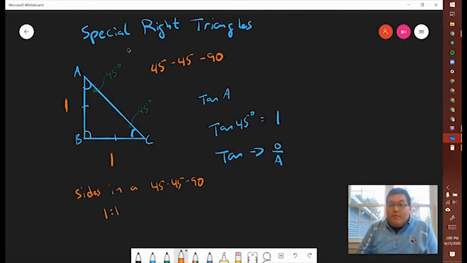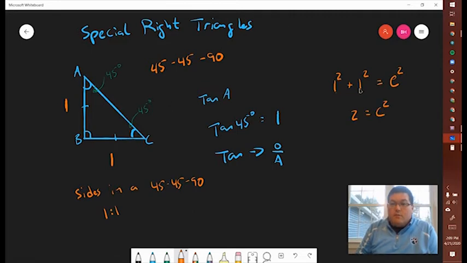And even more uniquely now, because these are in a 1-to-1 ratio, we can really simply figure out what the ratio of the hypotenuse would be. Go back to our Pythagorean theorem. We've got side squared plus side squared is going to equal hypotenuse squared. Well, 1 squared plus 1 squared is 2.